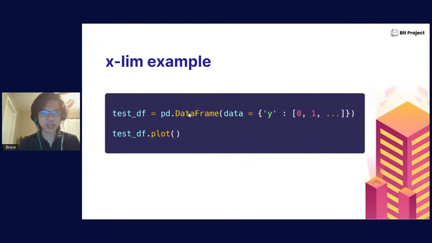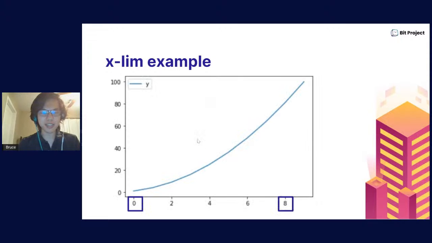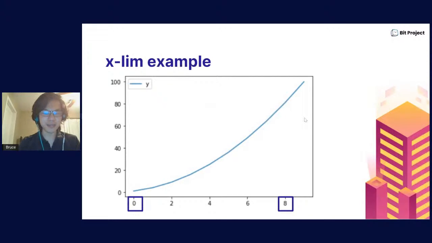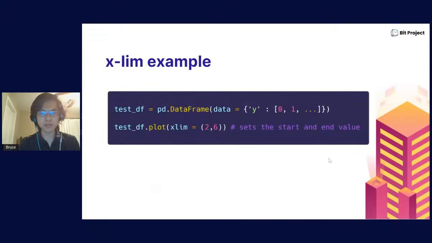Let's look through an example first. This is just going to be a sample data frame. What does it look like? Yeah, this is just a test data frame. The point is, it ends up plotting as a parabola curving upwards, and we're going from 0 to 8. Right. But what if I don't want it to go from 0 to 8? I want it to go from 2 to 6.